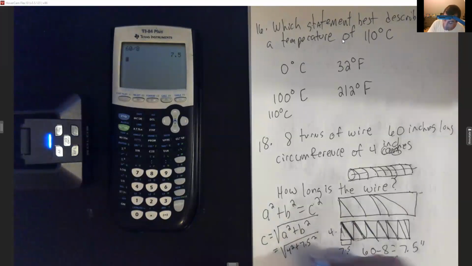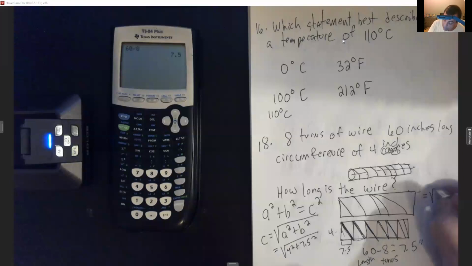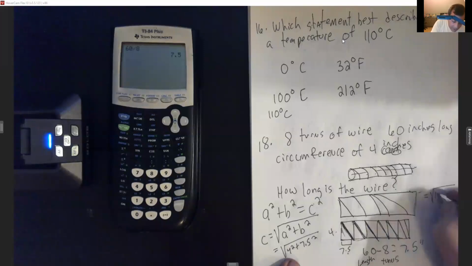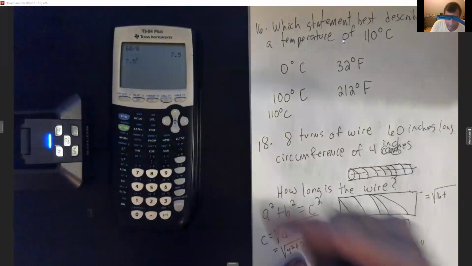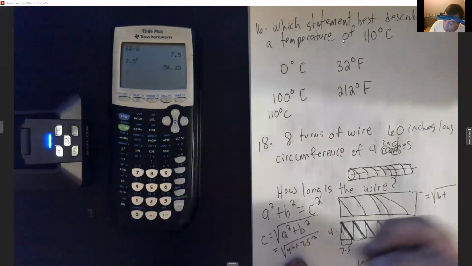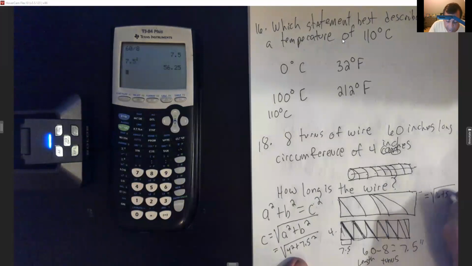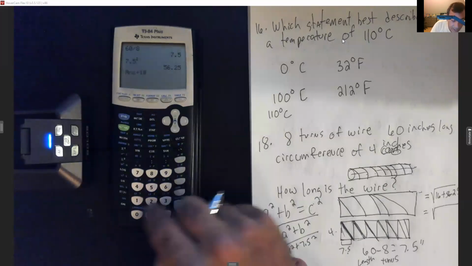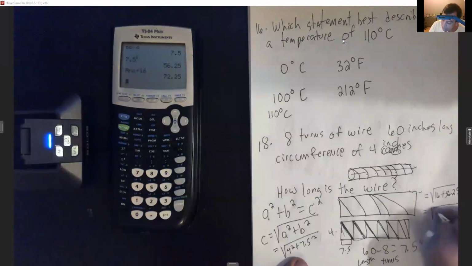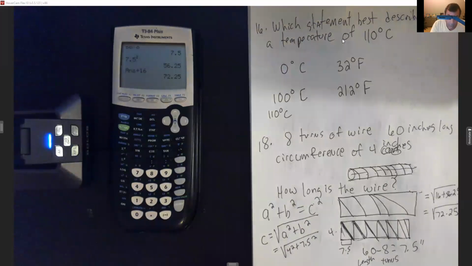So let's bring that over here. So 4 squared would be 16, plus 7.5 squared, which is 7.5 times 7.5, which would be 56.25. Then before you square root, add them together. So add that to the 16. You get 72.25. At that point, you would take the square root.